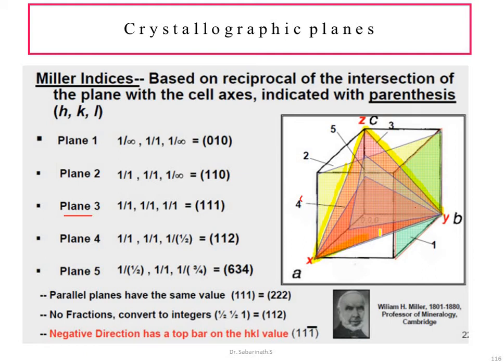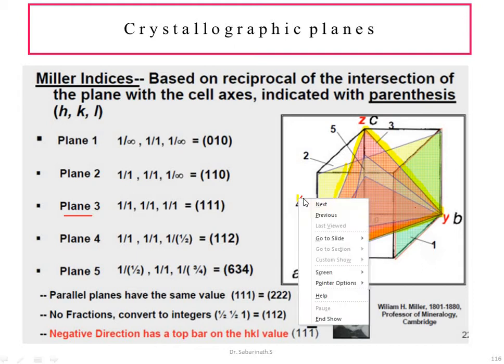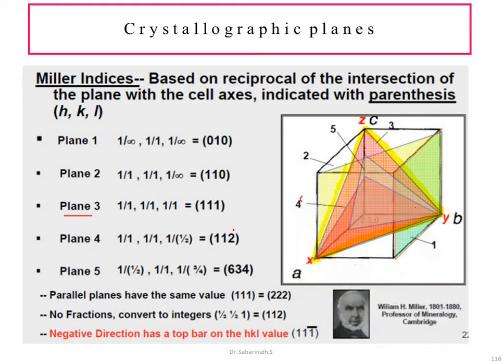Since many colors are here, it will be hard to identify, but just adjust. Plane 3 intersects the x-axis at point 1, intersects the y-axis again at 1, and has an intersection at z, which is also 1. So the intercepts are 1, 1 and 1. We write the reciprocals 1 by 1, 1 by 1 and 1 by 1, so the plane is represented as (1 1 1).